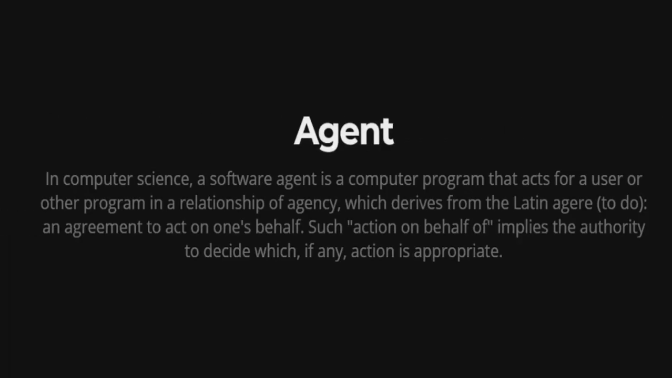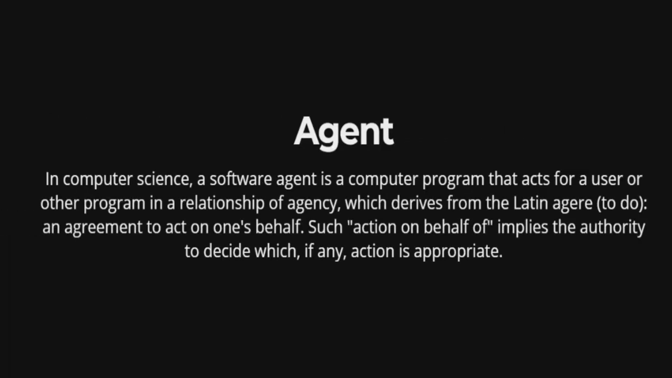Agent. In computer science, a software agent is a computer program that acts for a user or other program in a relationship of agency, which derives from the Latin agere, to do, an agreement to act on one's behalf. Such action on behalf of implies the authority to decide which, if any, action is appropriate.